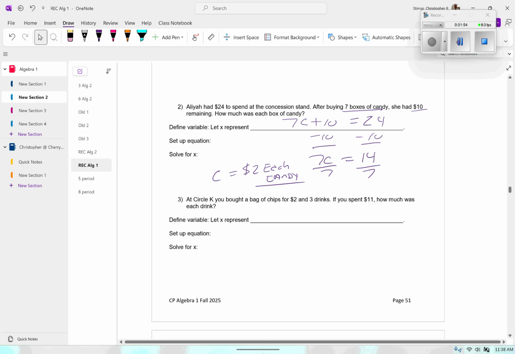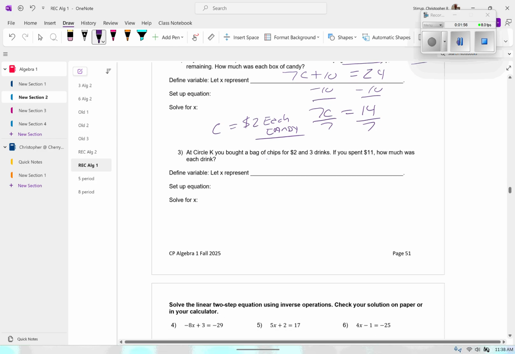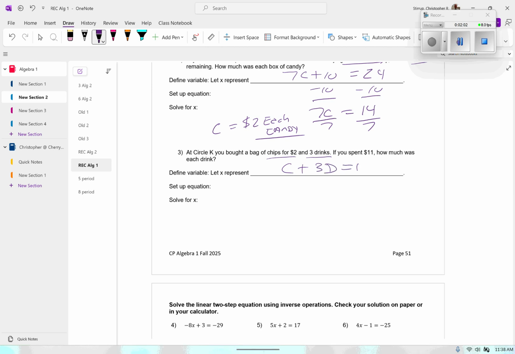It says at Circle K you bought a bag of chips for $2 and 3 drinks. So a bag of chips and 3 drinks cost you $11. How much was each drink? Well, the chips cost $2. Subtract 2 from both sides. So you get 3d is equal to 9, divide by 3, divide by 3. So your drinks cost $3 each.